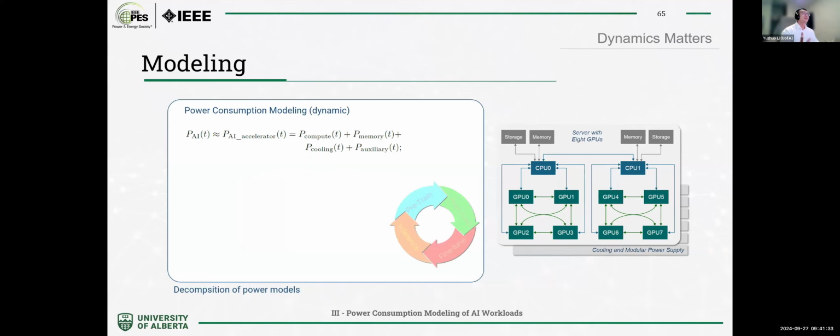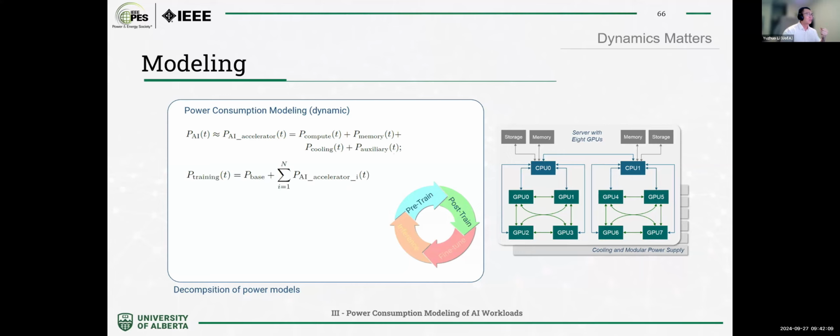Based on Dr. Chen's introduction, we know AI training and running are actually very dynamic. It involves a lot of complicated processes inside. So if we look at this in a dynamic way, then the power consumed by the AI computation is roughly equal to that of the AI accelerators, and this can be further decomposed into the compute module, the memory, the cooling, and the auxiliaries.